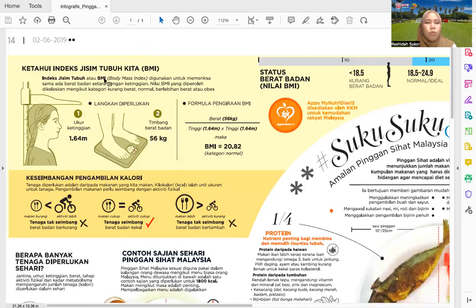Ketahui indeks jisim tubuh kita. Okay, so if you are an international student, I am sorry this is in Malay, but I will try to explain to you in English. So this is your BMI. How to measure the BMI is the weight in kilograms divided by the height. Height, you have to measure properly lah, using this instrument. The height is power, height times height in meters. Okay, so you will get your BMI. So 20 is considered normal.